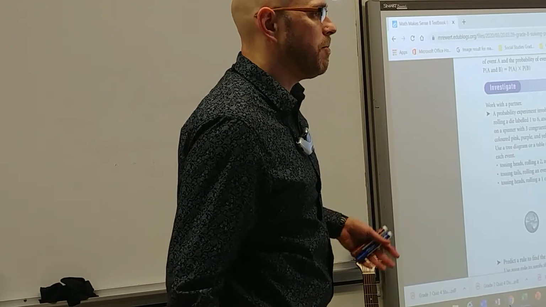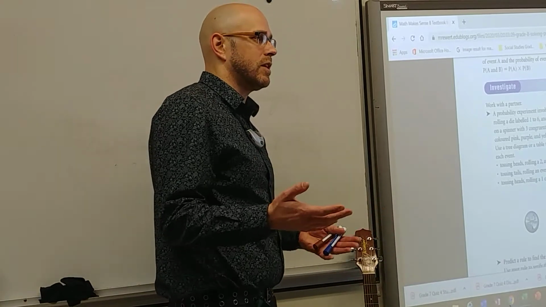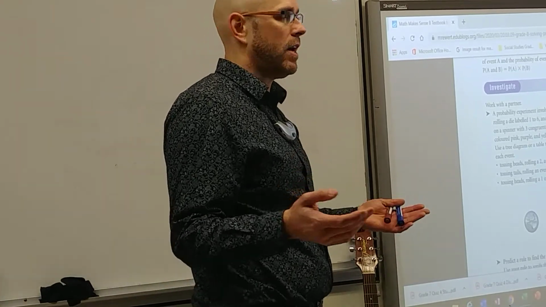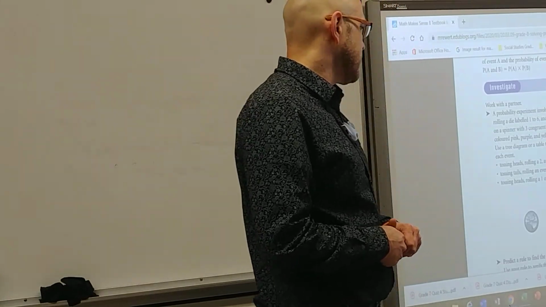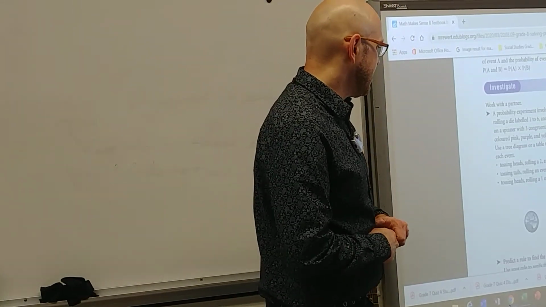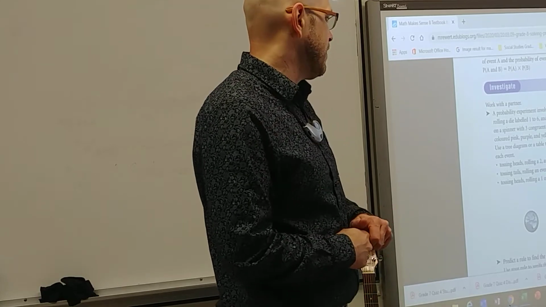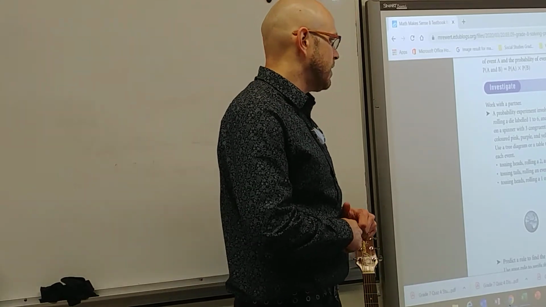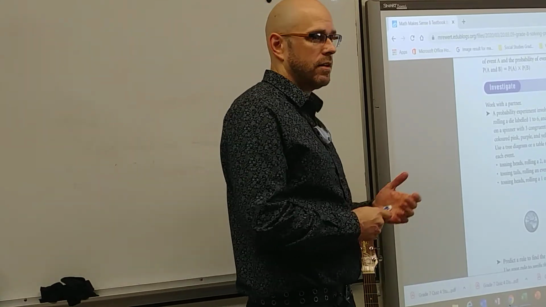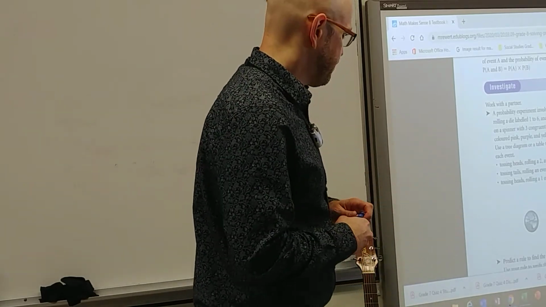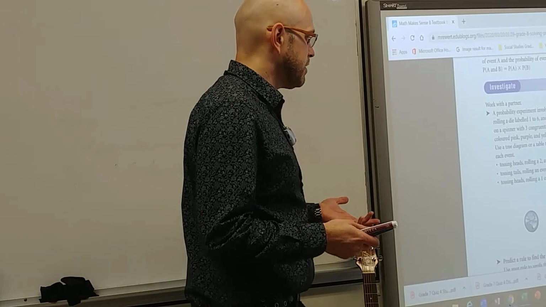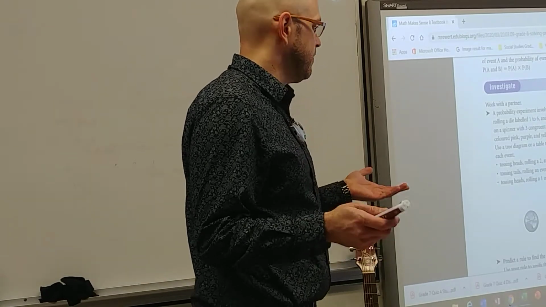First it says, working with a partner. Now we're not going to do this, we're just going to represent it really quick because we have covered probability in the past. A probability experiment involves tossing a coin, rolling a die labeled 1 to 6, and spinning the pointer on a spinner with 3 congruent sectors, or congruent meaning side by side, colored pink, purple, and yellow. Use a tree diagram or a table to find the probability of each event.